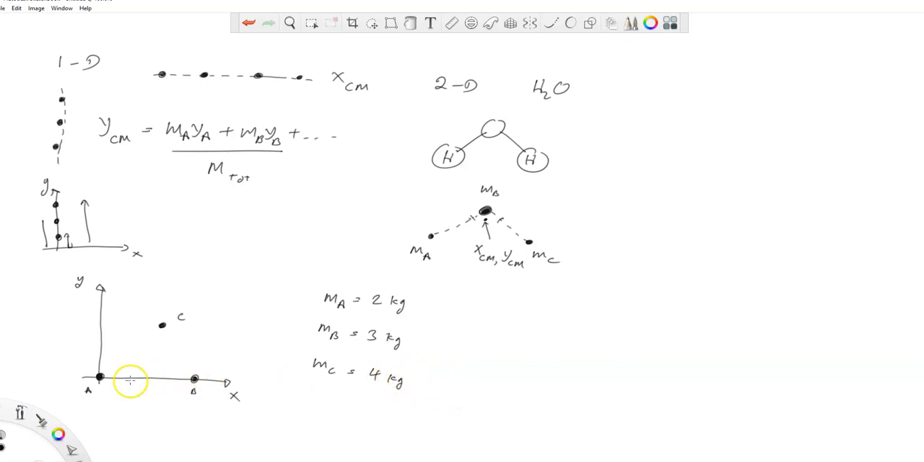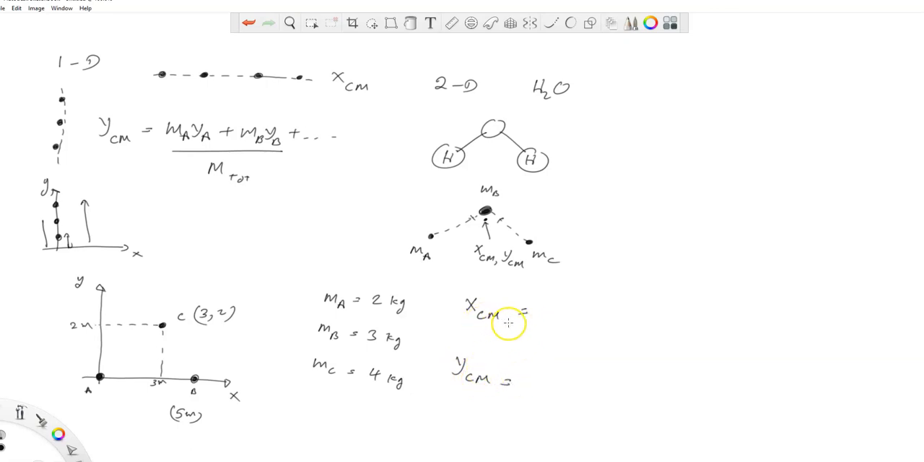And let's look for the distances. Let's say this B is 5 meters. All right, let's say C is 3 meters this way and 2 meters up. Right, this way it's the 2 meter mark, over here it's the 3 meter mark, this is the 5 meter mark. Now for center of mass, we have to find XCM separately and YCM separately.